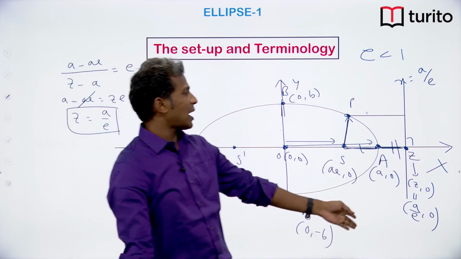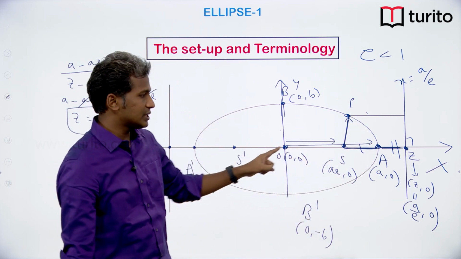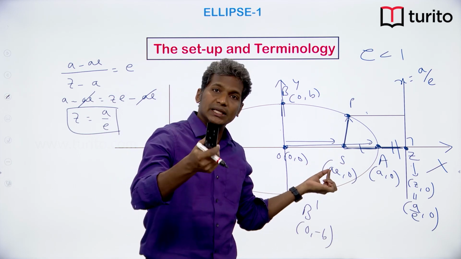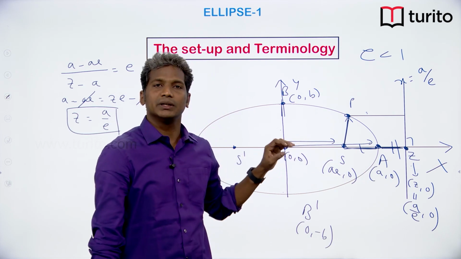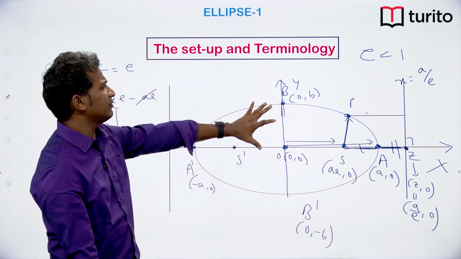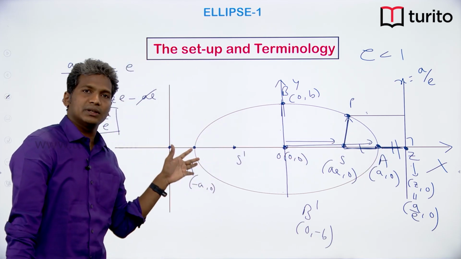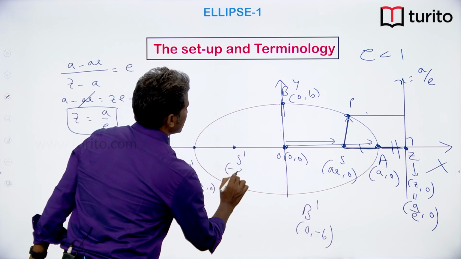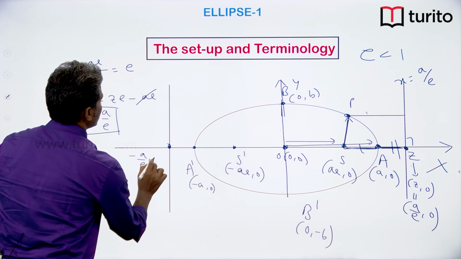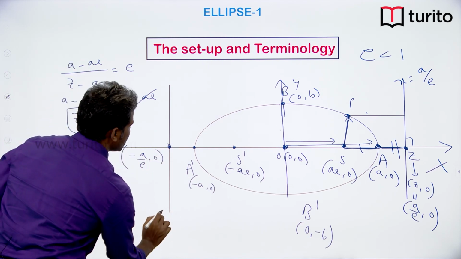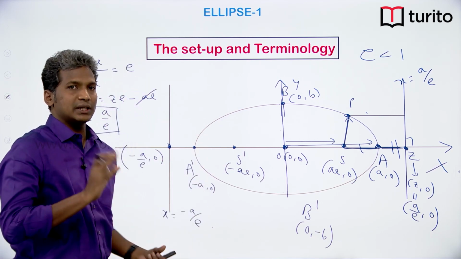Because this line is parallel to the y axis, x must be constant on that line. If you notice here, we designed S and we calculated Z. So S is the main design point here. Similarly, now that we have derived everything for the right hand side, we can also get it for the left hand side. So for this it is minus ae comma 0 and this point is minus a by e comma 0, which will make the equation of this directrix x equal to minus a by e. So this is the setup.